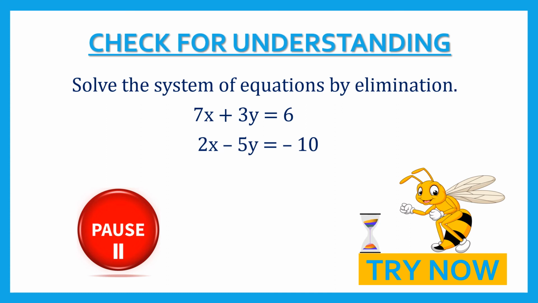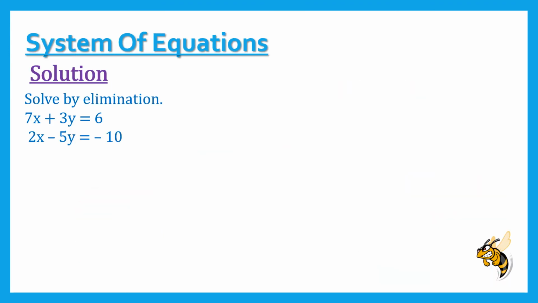Check for understanding. Solve the system of equations by elimination. 7x plus 3y equals 6. 2x minus 5y is equal to negative 10. Solution. Solve by elimination. 7x plus 3y is equal to 6. 2x minus 5y is equal to negative 10.